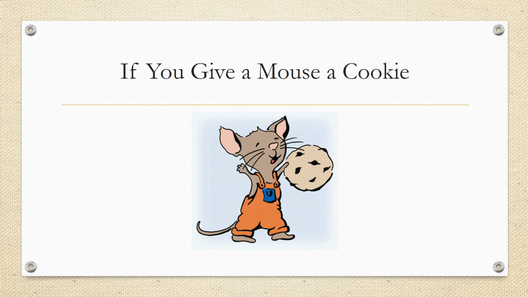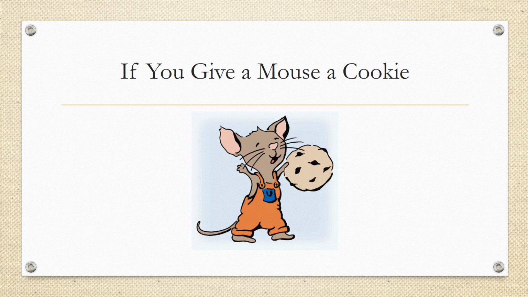cookie. So if you haven't read this book, if you click on this link, it'll take you to an audio reading and a visual reading of the book. But if you remember the book, it's if you give a mouse a cookie. So if you give a mouse a cookie, he's going to need a glass of milk. And if you give him a glass of milk, he's going to need a straw. If you give him a straw, he's going to need a napkin. And if you give him a napkin, then he's going to want to look in the mirror to see if he has crumbs on his face.